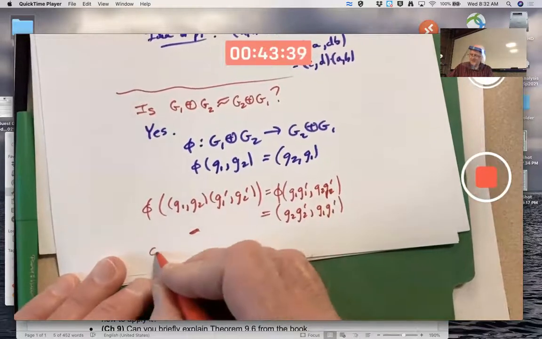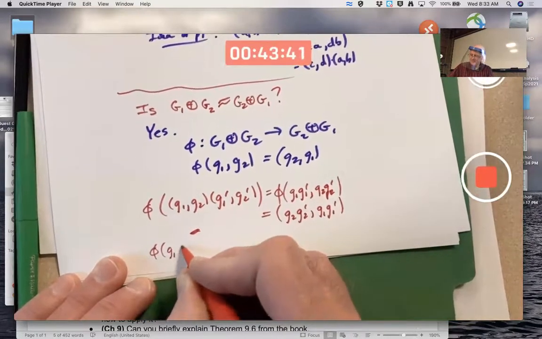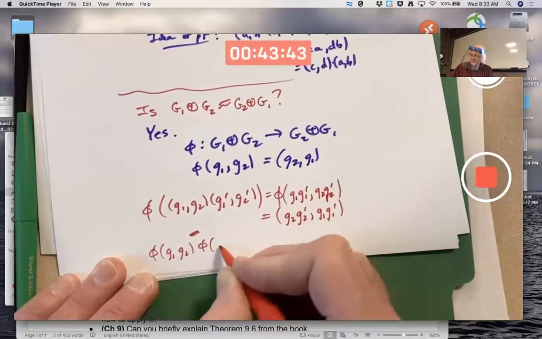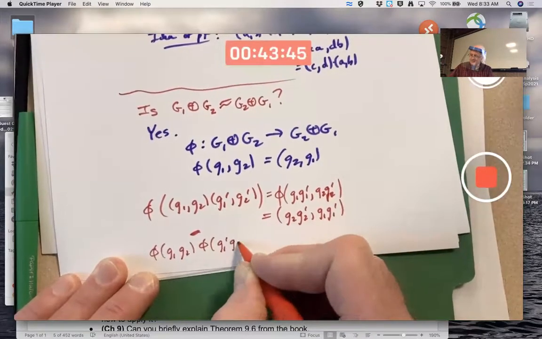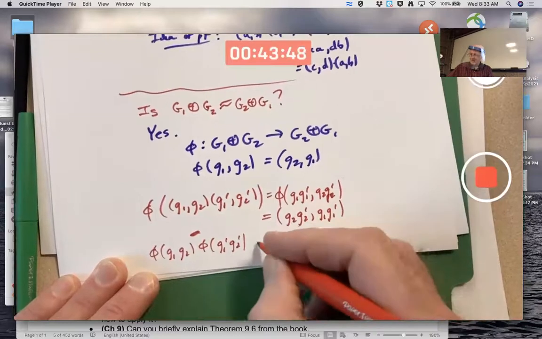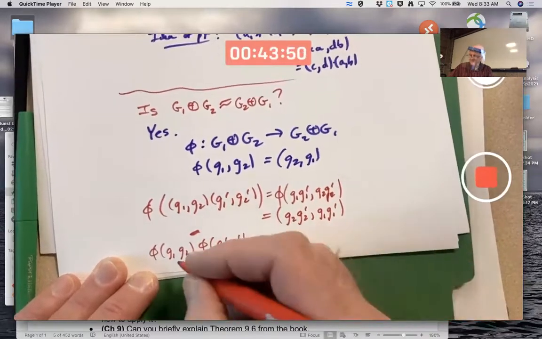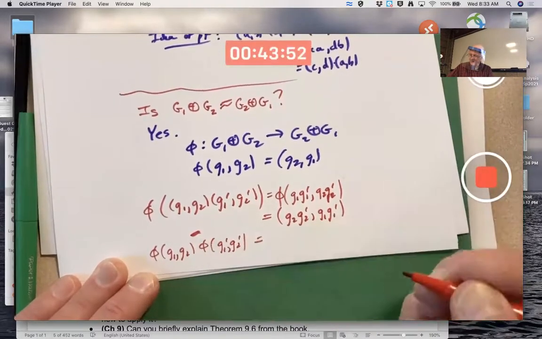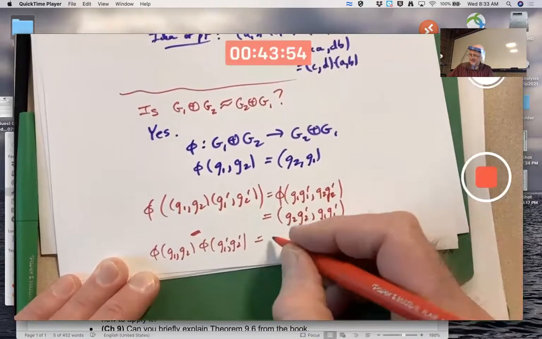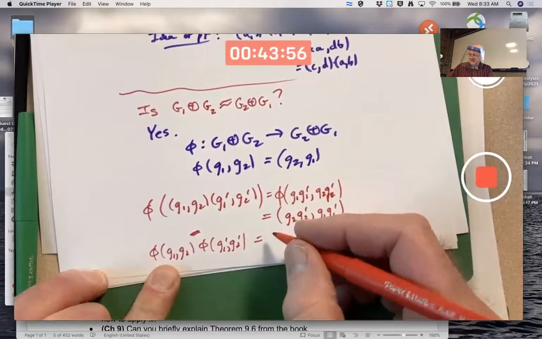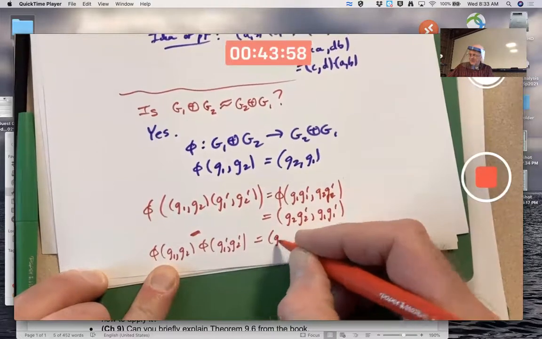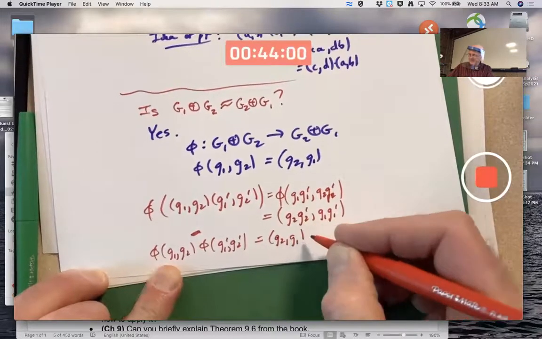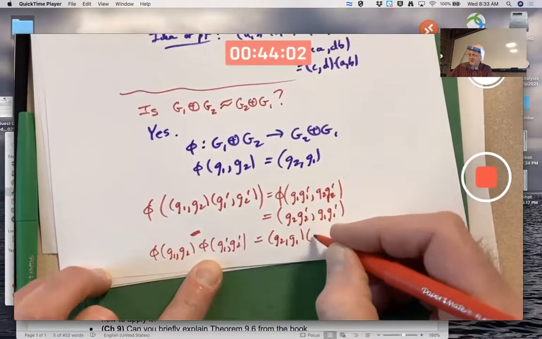And does that equal this? Well, go ahead and compute this. Got my commas. First one, the G1 and the G2 get switched around. Second one, the G1 prime and the G2 prime get switched around.